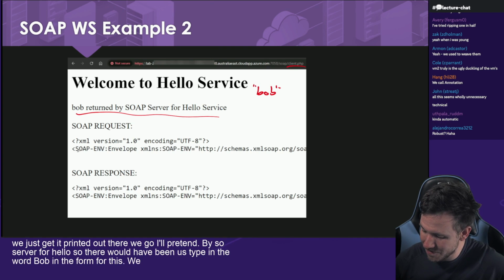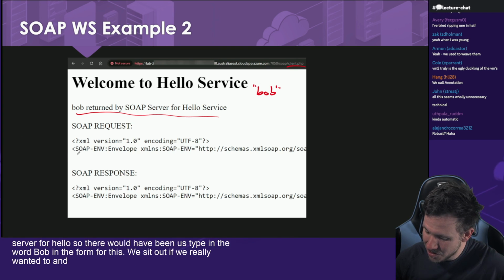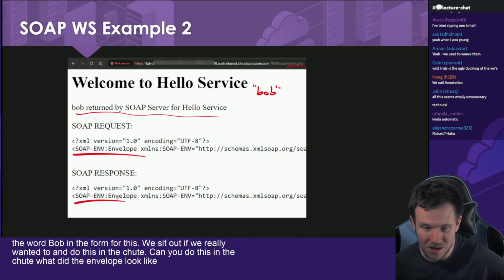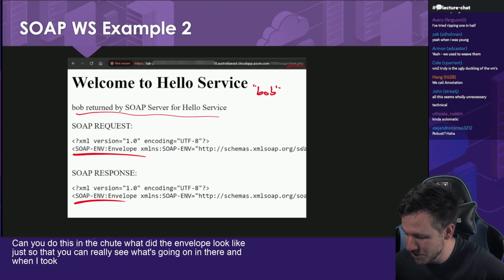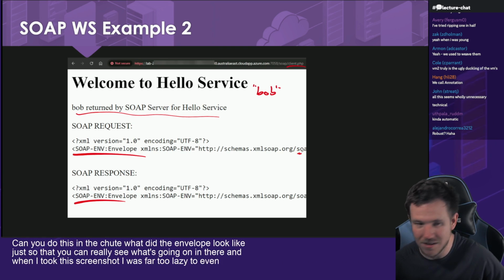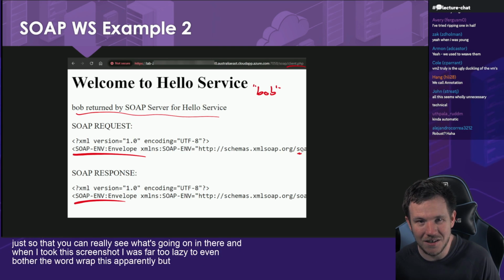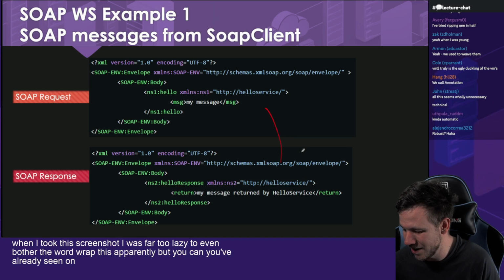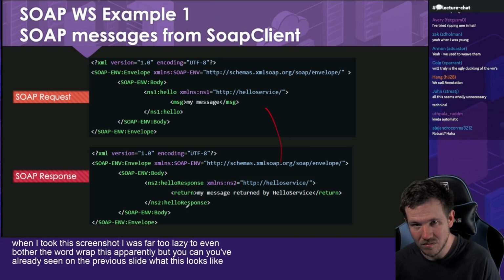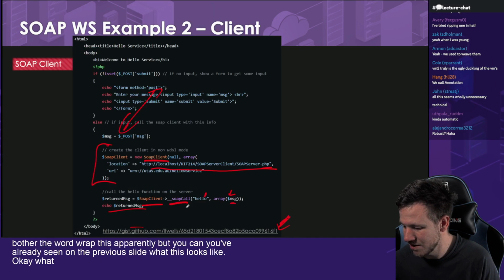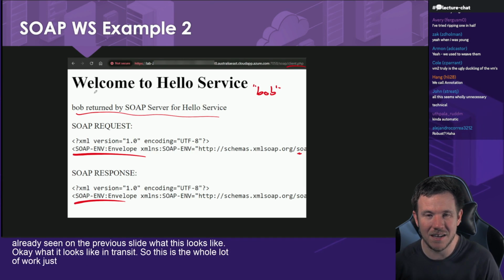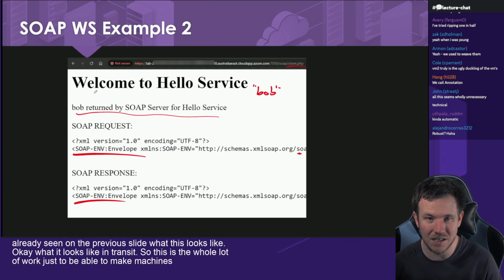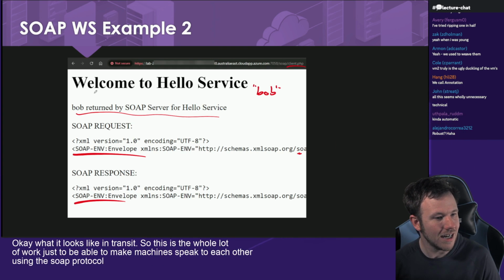We spit out, if we really wanted to, and you'll do this in the tut, what the envelope looked like, just so that you can really see what's going on in there. And when I took this screenshot, I was far too lazy to even bother to word wrap this, apparently. But you've already seen on the previous slide what this looks like, what it looks like in transit. So this is a whole lot of work just to be able to make machines speak to each other using the SOAP protocol.